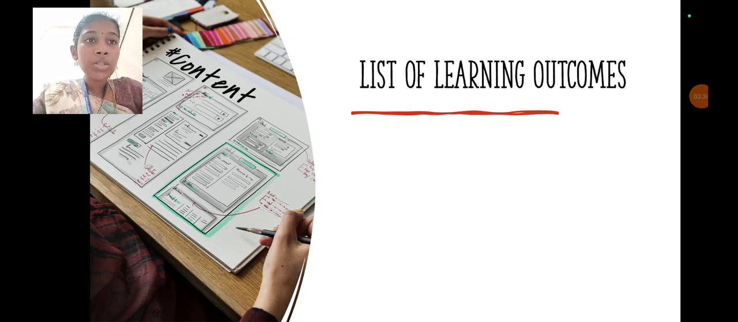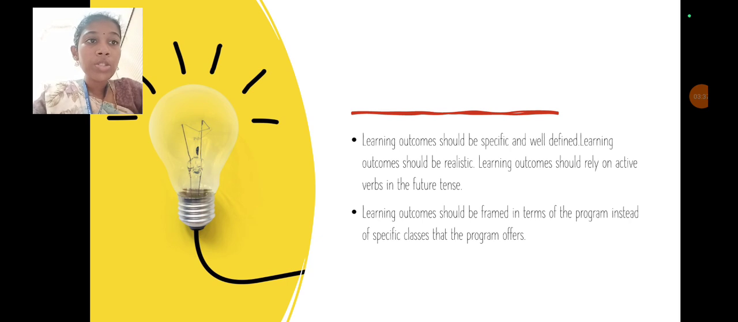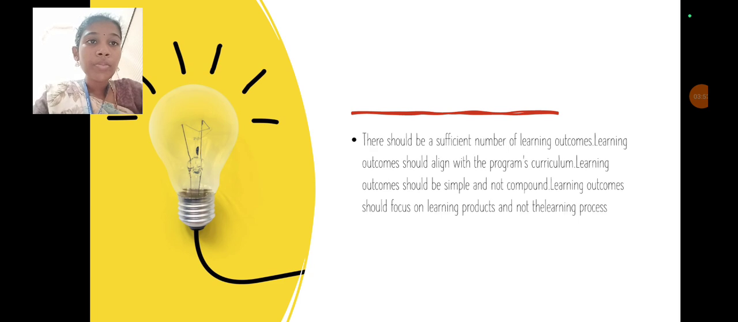List of learning outcomes. Learning outcomes should be specific and well defined. Outcomes should be realistic. Learning outcomes should rely on active verbs in the future tense. Learning outcomes should be framed in terms of the program or a specific class that the program offers. There should be a specific number of learning outcomes. The learning outcomes should be aligned with the program's curriculum. Learning outcomes should be simple and not compound. Learning outcomes should be focused on the learning product and not the learning process.